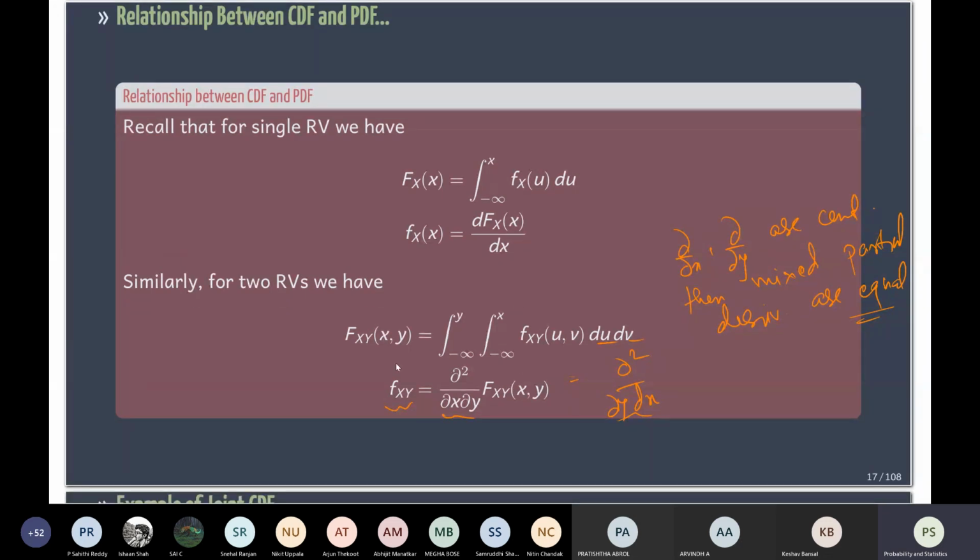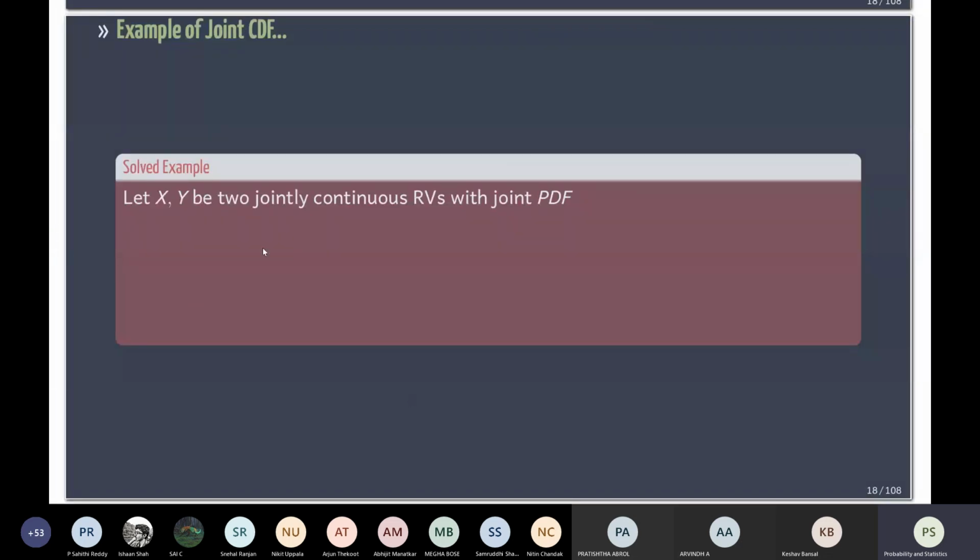Now, if someone gives you a joint PDF, then you know how to compute the joint CDF. And if someone gives you a CDF, then you know how to compute the joint PDF. Now let us see an example on this. Let x and y be two jointly continuous random variables with the joint PDF given by this. The question is to find the CDF of x and y.